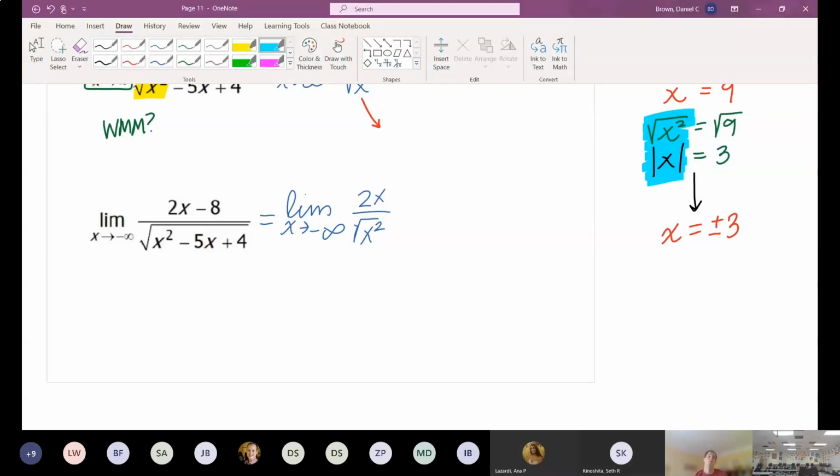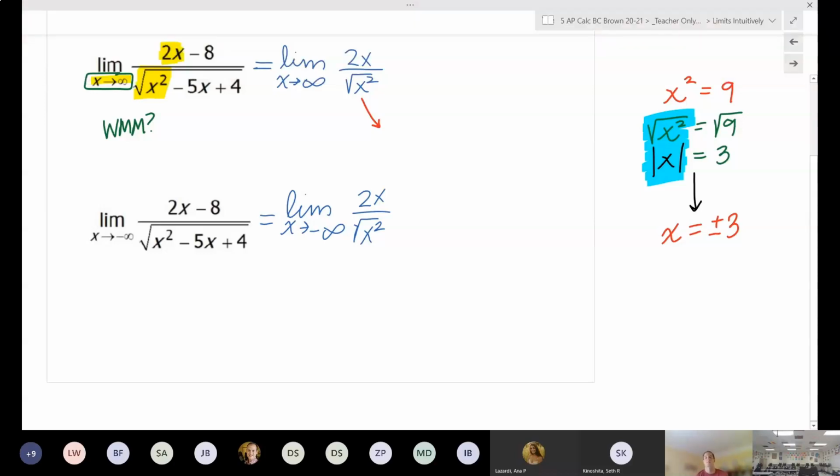Meaning we have to consider it from, it could have been originally a positive number, or it could have been originally a negative number. So think of that absolute value of x for this problem. So I'm going to rewrite the limit as x goes to infinity of 2x over the absolute value of x. And so this is where we need to go ahead and make a decision.